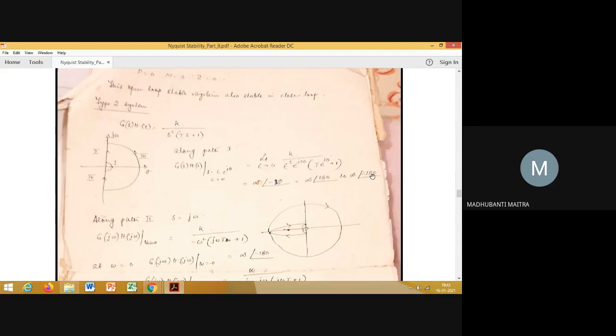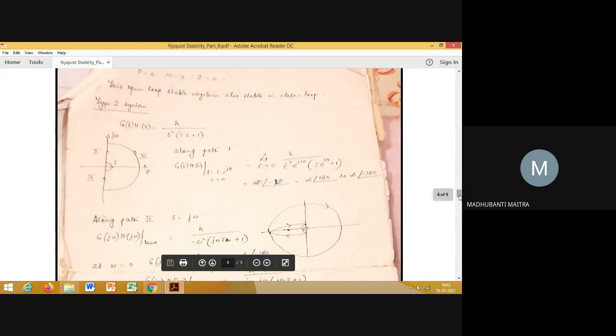Clear? So this part can be done just mechanically. What is the net change in angle? The net change in angle is 180 minus (minus 180) degrees, which is equal to 360 degrees. So this small indentation on the S plane will become a circle on the GH plane.